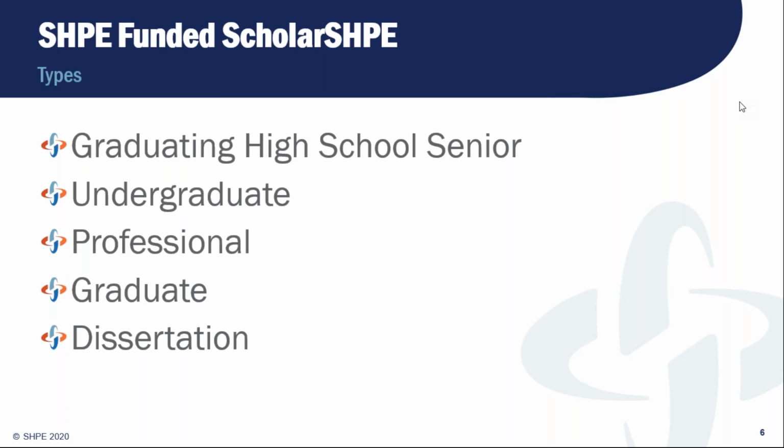We have the graduating high school senior scholarship. So this is for current high school seniors that will be graduating this May and will be undergraduate freshmen this fall. Undergraduate scholarships is for sophomores and above. Professional for those who are full-time working professionals and are pursuing graduate school on a part-time status. Graduate is for full-time graduate students, and the dissertation scholarship are for full-time PhD students.